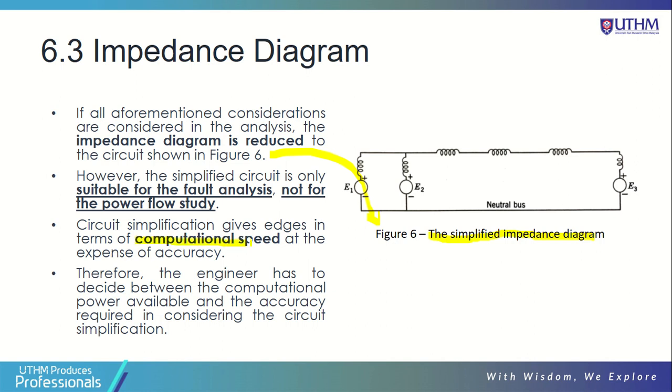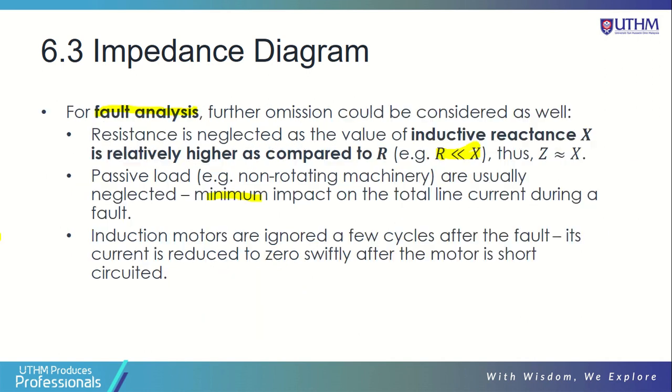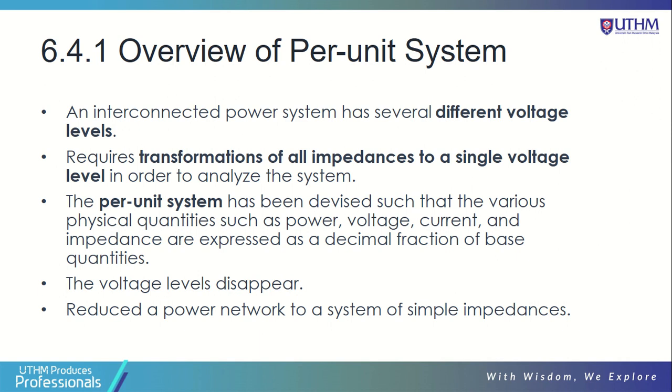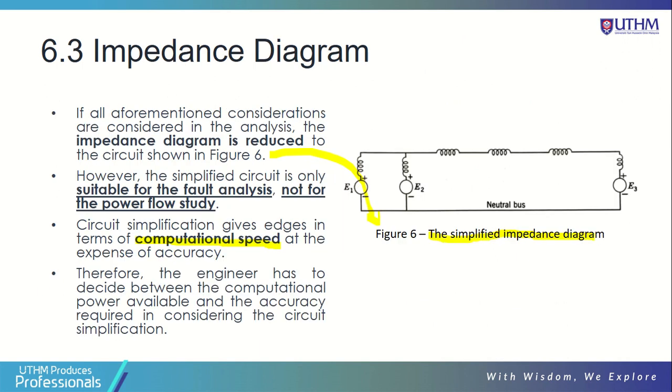If we want to increase the computational speed, we can consider all the considerations here. Therefore, the engineer has to decide between the computational power available and the accuracy required when considering the circuit simplification. Okay, this is the overview of single line diagram and impedance diagram.